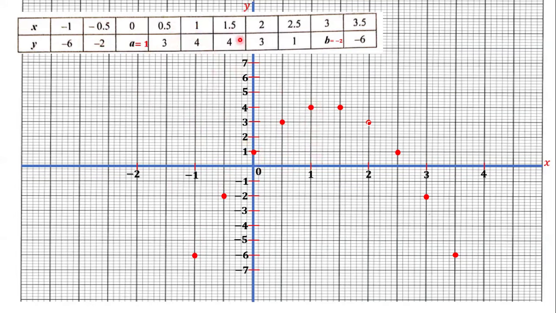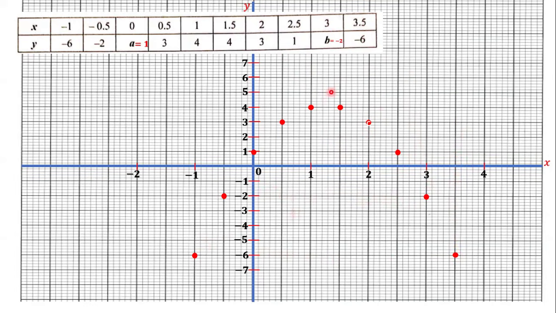Next point is 1.5 and 4. Next point is 2, 3. Next point is 2.5 and 1. And then next point is 3 and negative 2. And then the last point is 3.5 and negative 6.